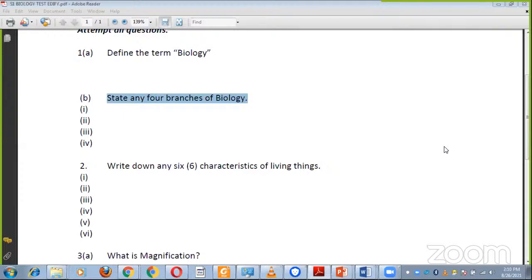Entomology. And what do we study in entomology? It is the study of insects. Okay, thank you. Under entomology, we are looking at insects. Let me see.